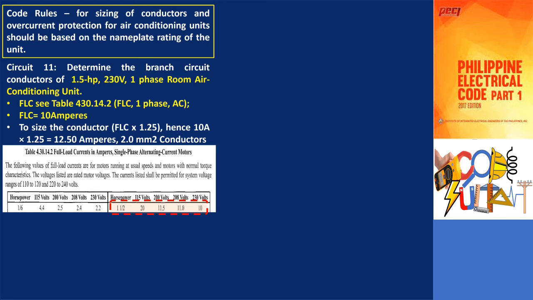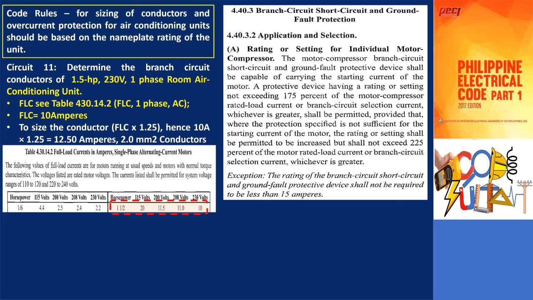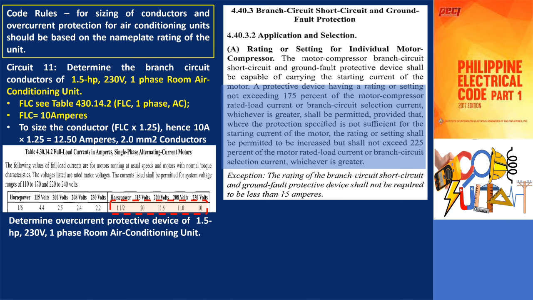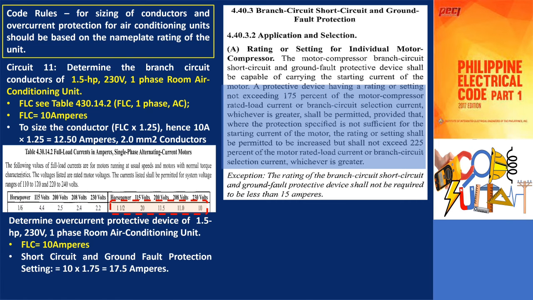For short circuit and ground fault protection, we can refer to Section 4.40.3.2 of the Code. The short circuit and ground fault protective device should not be greater than 175% of the equipment load current rating. If the protective device reaches the 175% threshold but cannot carry the starting current of the motor compressor, the next size larger protective device can be used. However, this protective device cannot exceed 225% of the motor compressor current rating. Therefore, for a 1.5 horsepower air conditioning unit, we can use 15 amperes. If 15 amperes cannot carry starting current, use 20 amperes rated.